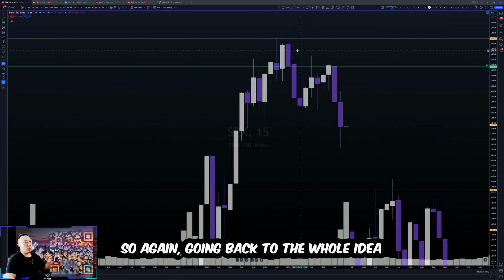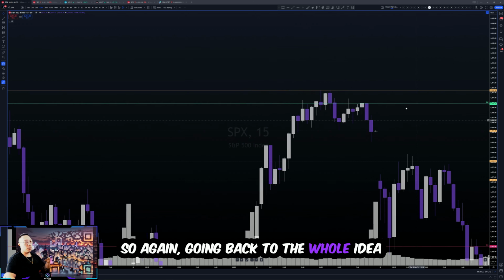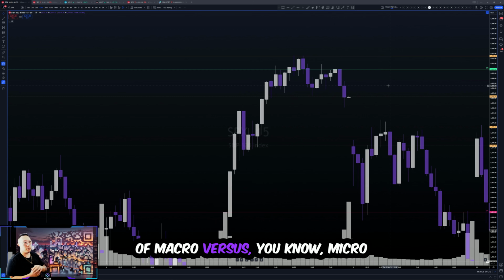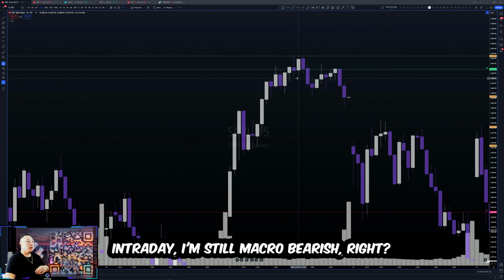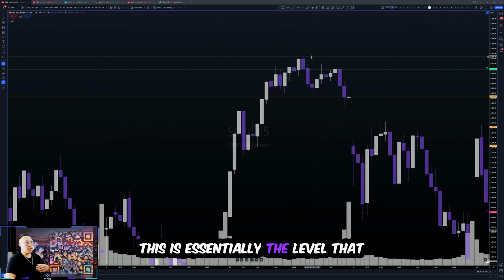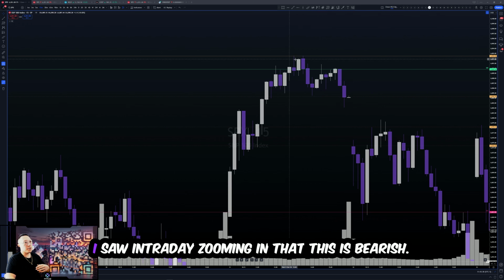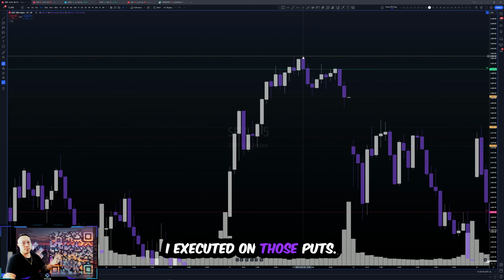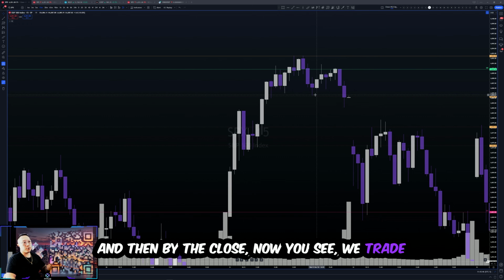So again, going back to the whole idea of macro versus micro intraday, I'm still macro bearish, right? As long as we're still rejecting the daily inside candle, I can't be bullish. This is essentially the level that they try to sweep above. I saw intraday, zooming in, that this is bearish. I executed on those puts. And then by the close, now you see we trade back below it.